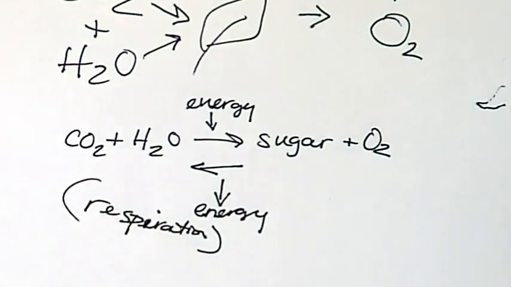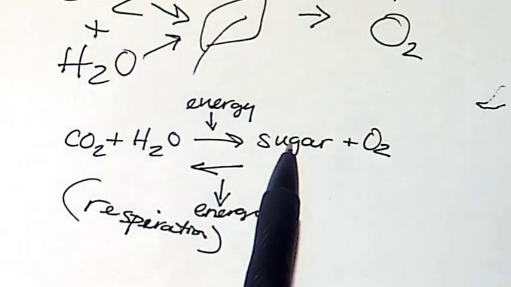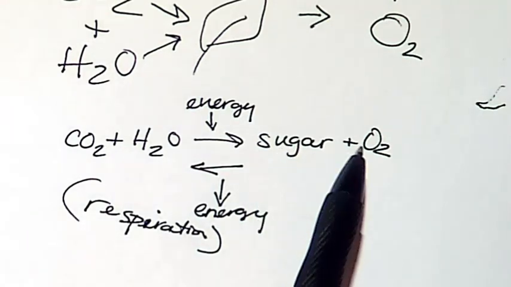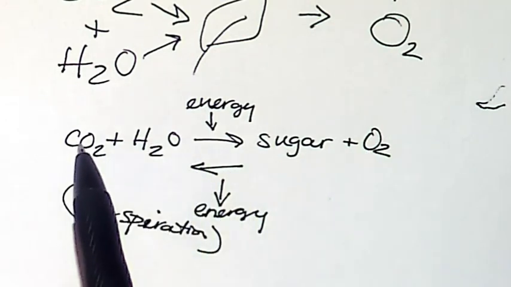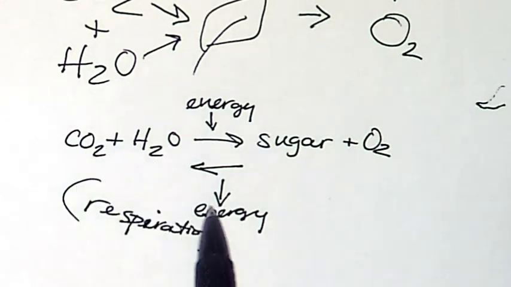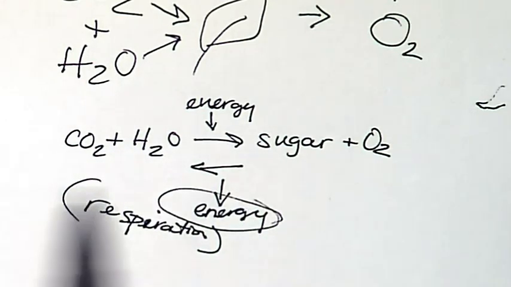So when we animals need energy for our bodies, we take in food, sugar, we breathe in oxygen, we run this backwards, we breathe out carbon dioxide, and we use up the water, but we get energy. That energy runs our cellular processes.